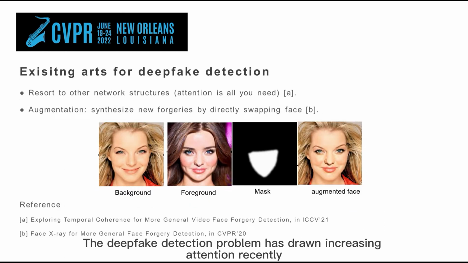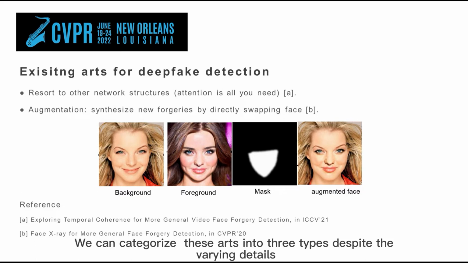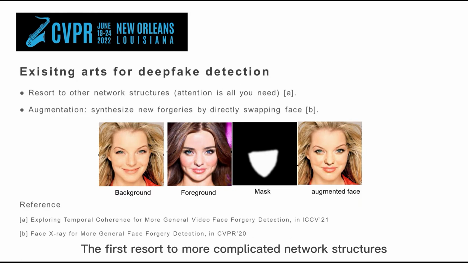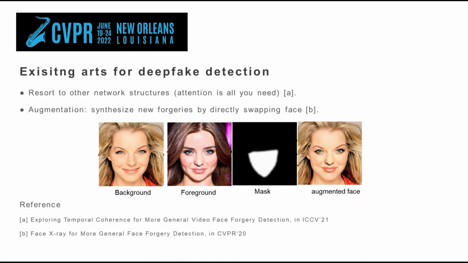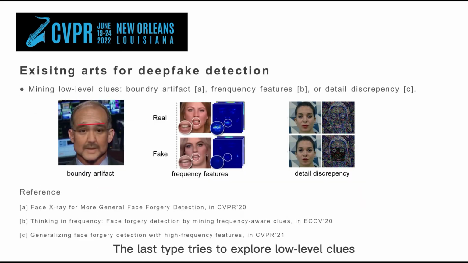The deepfake detection problem has drawn increasing attention recently. We can categorize these arts into three types despite the varying details. The first results to a more complicated network structure. The second is augmentation. We know creating forgeries is easy because we can just swap the pixels in the background and foreground to obtain a new face. The last type tries to explore low-level clues. This is also the most popular direction recently.